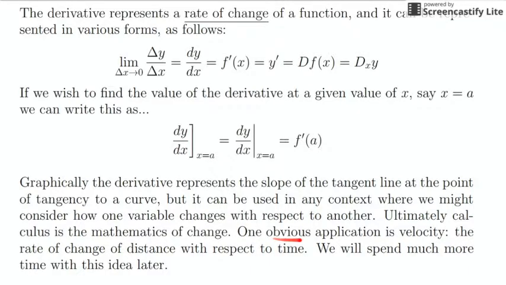So one really clear application is velocity, which is the rate of change of distance with respect to time. In fact, this is going to be one of the first applications we look at. And for those of you that have taken physics or even just science classes in high school, you'll see how this directly applies to the stuff you would have studied in those classes. Like I said, we will spend a little more time on that later. For right now, let's take a look at some examples of finding the derivative.